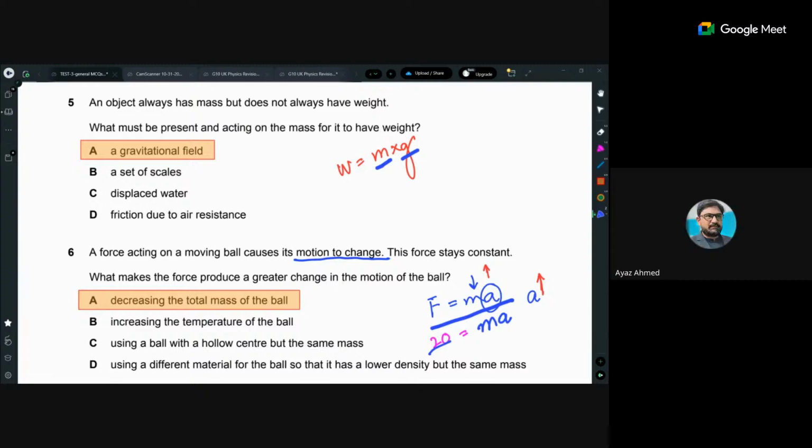Okay. What makes the force produce a greater change in the motion of the ball? So decreasing the total mass. When you decrease the mass, the acceleration of the body would be increased for the same force.